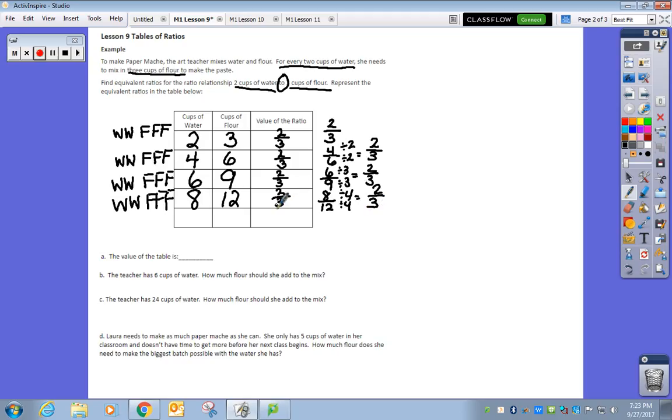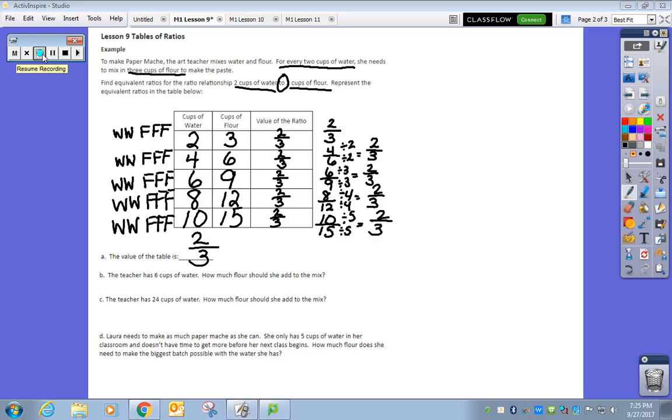In the final row in my table, I will do another 2 cups of water and 3 cups of flour. So now we have 2, 4, 6, 8, 10 cups of water, 3, 6, 9, 12, 15 cups of flour. For the value, 10/15, both can be divided by 5, which gives us 2/3. Same value for all of the ratios in the table. So we would say the value of the table is 2/3.